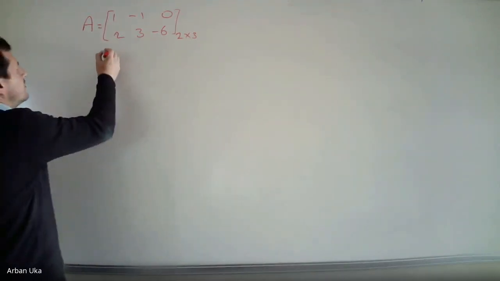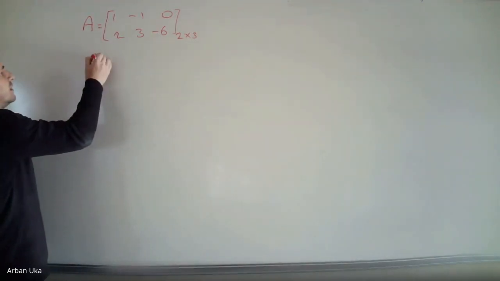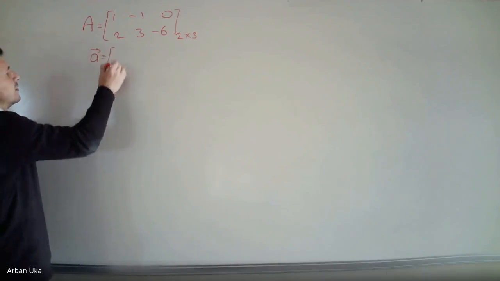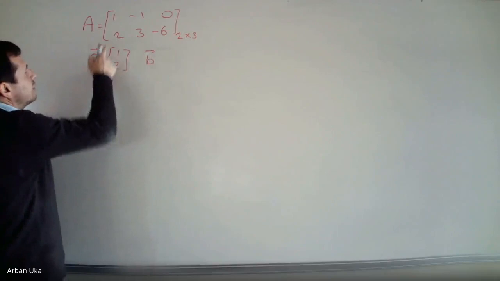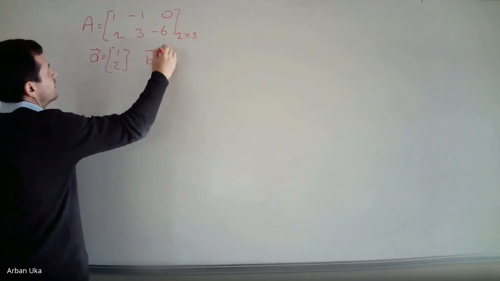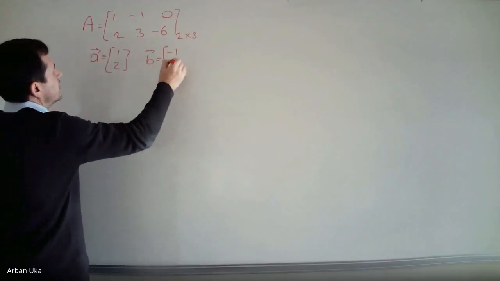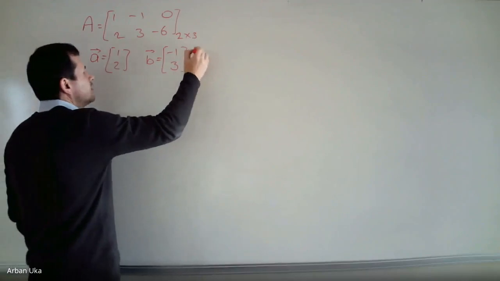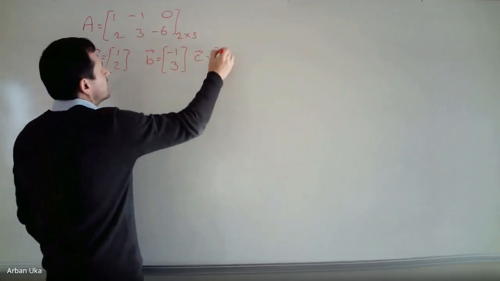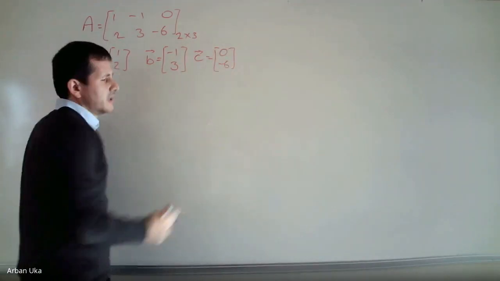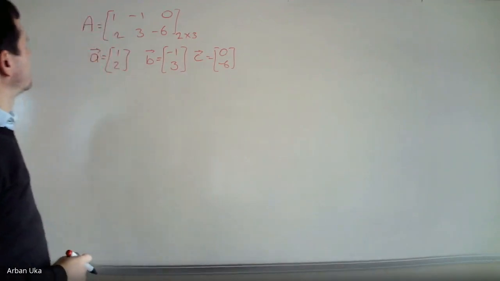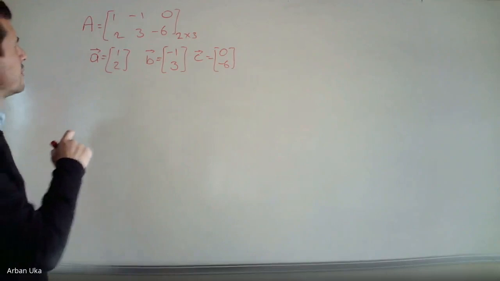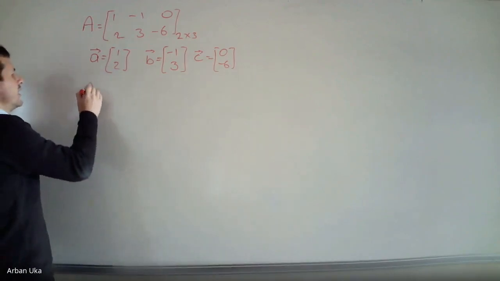So let's assume the first column of A is the vector (1, 2). The second column of A is equal to (-1, 3), and the third column of A is equal to (0, -6). So here we have 3 columns, and then we can also calculate the transpose of A. So what is the transpose of A here?